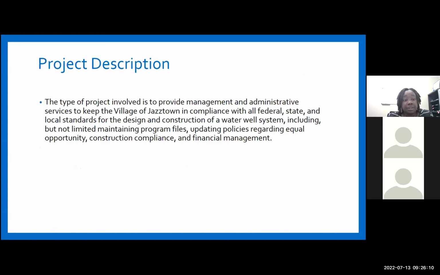So the project description, the type of project involved is to provide management and administrative services to keep the village of Jazztown in compliance with all federal, state, and local standards for the design and construction of a water well system, including but not limited to maintaining program files, updating policies regarding equal opportunity, construction compliance, and financial management.